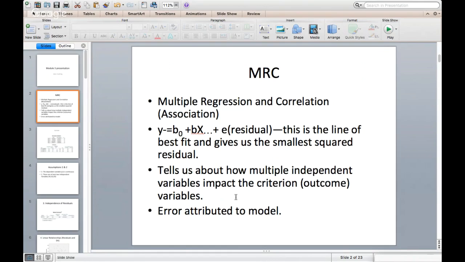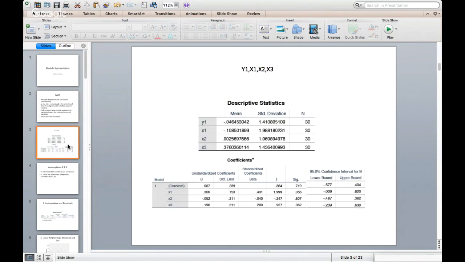It tells us how multiple independent variables impact the criterion, aka outcome variable, and error is attributed to the model. So I chose to use y1 and then x1 through x3 for my independent variables. Here are some descriptive statistics, but what we really care about is down here. These unstandardized b's, so this right here is your intercept, which is the constant, and then these are the slopes or the weights for those independent variables.